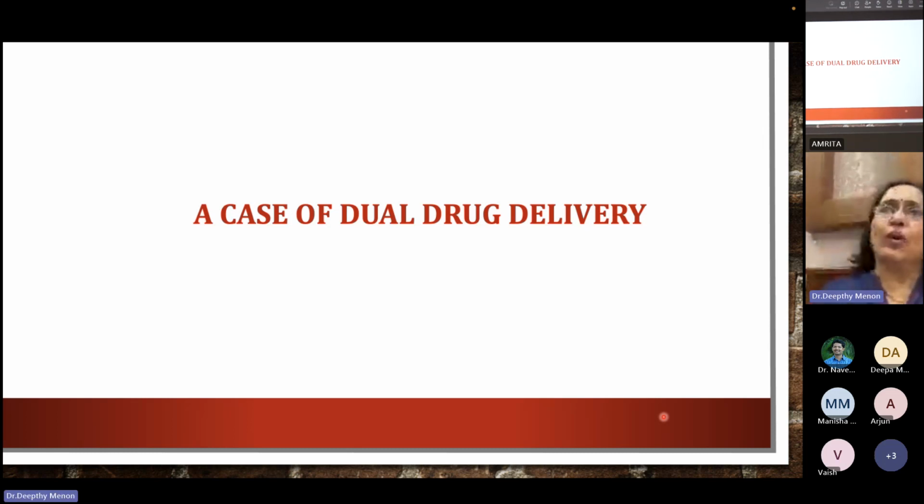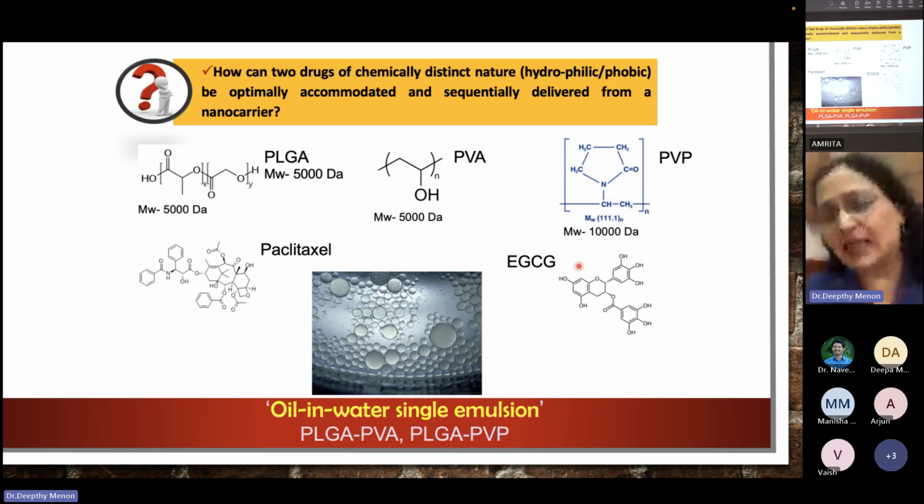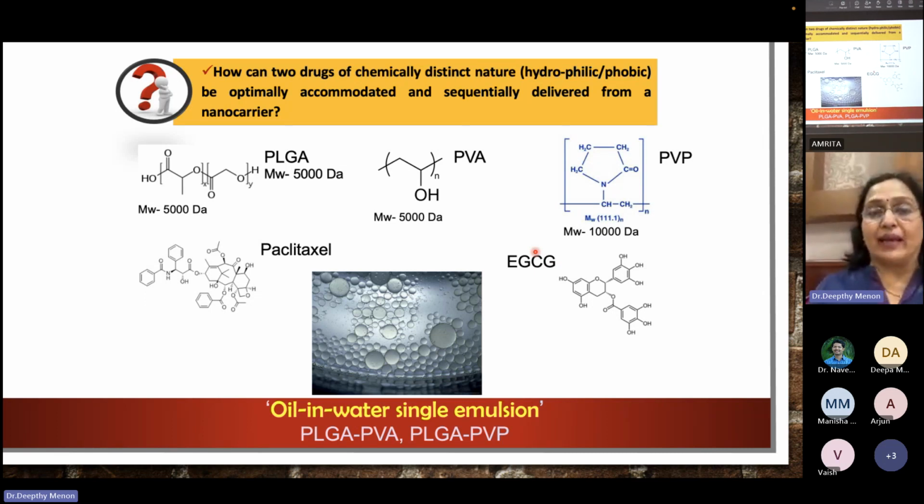What if you are given two drugs and you are asked to prepare a nanoparticle? So I just present a last case of dual drug delivery. Two drugs. One is paclitaxel, about which I talked earlier, and another is, this is a part of a thesis that I'm just putting forth. One is paclitaxel and another is EGCG, which is nothing but the active pharmaceutical ingredient from green tea. Paclitaxel is a hydrophobic drug. You know, tea is hydrophilic.